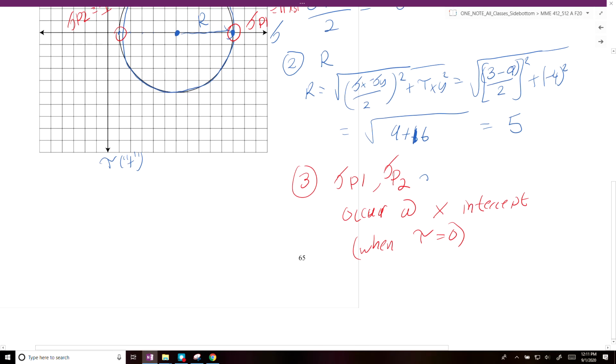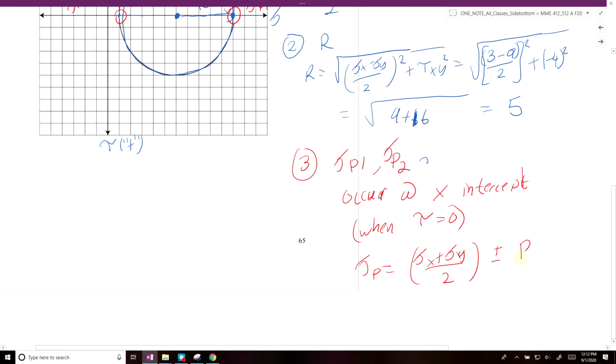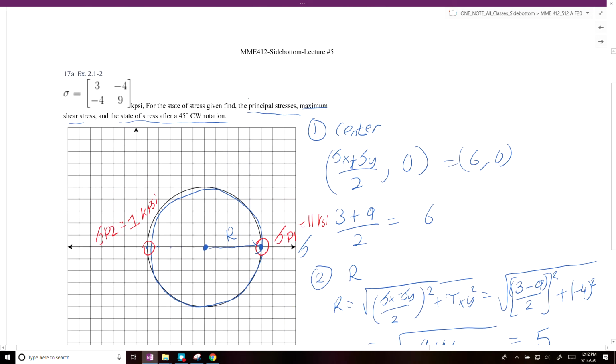You could also say that sigma p is equal to the average stress, which is sigma x plus sigma y over 2, the location of our centroid, plus or minus the radius of our Mohr circle. So we were asked to determine the principal stresses, and we were able to do that.